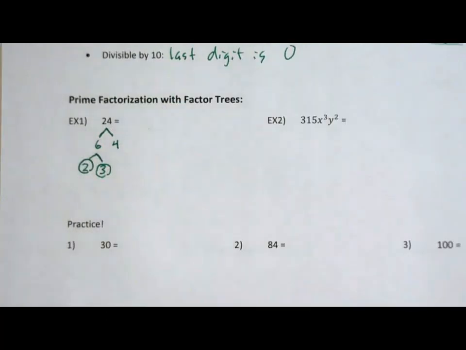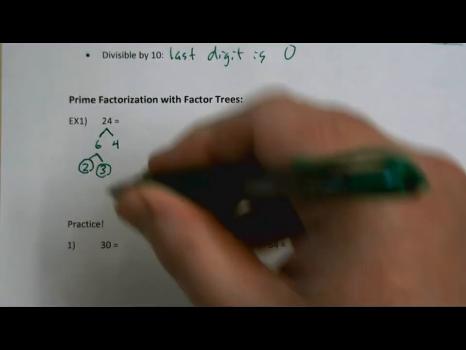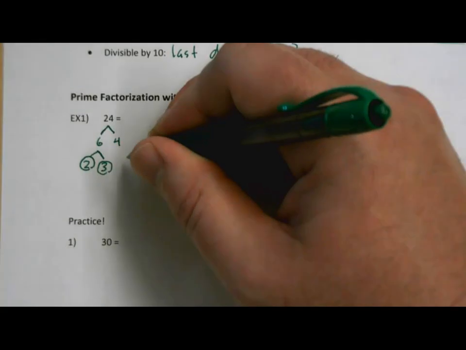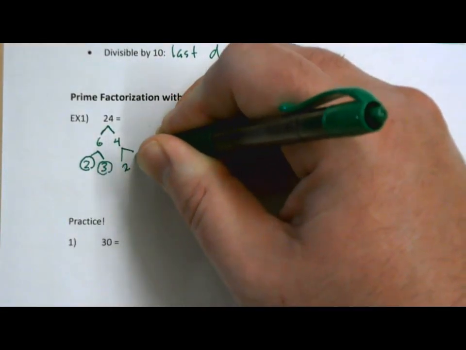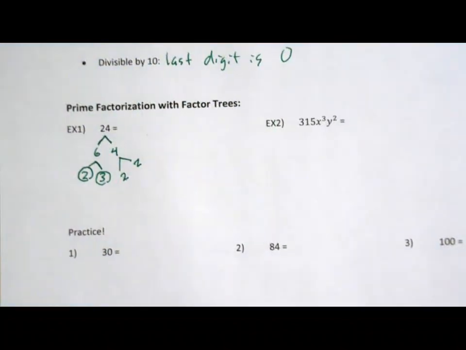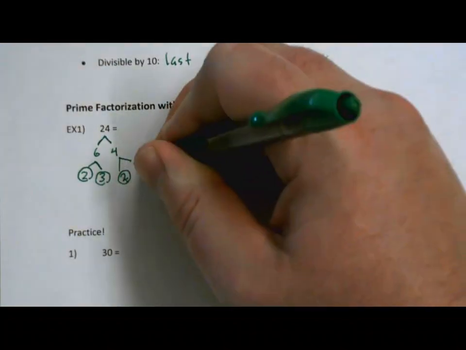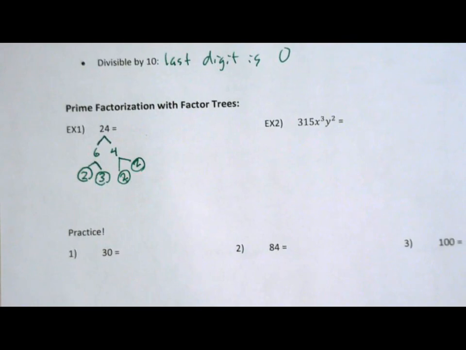What about 4? Is 4 prime? What two things can multiply to equal 4? 2 times 2. So it's not prime. So we'll keep going with 4. 2 and 2. And we already said 2 is prime, so both of those get circled. So there's our tree. We're finished.